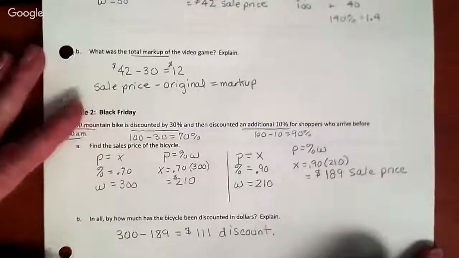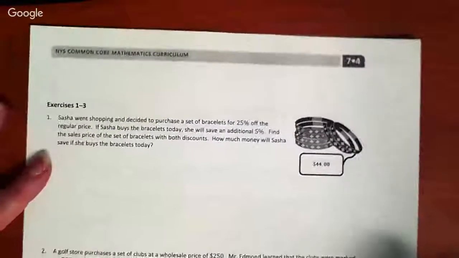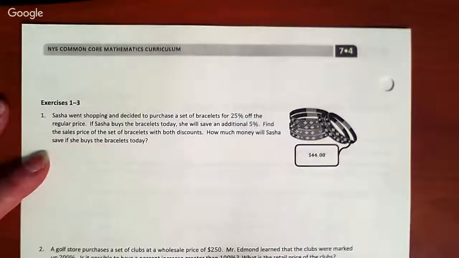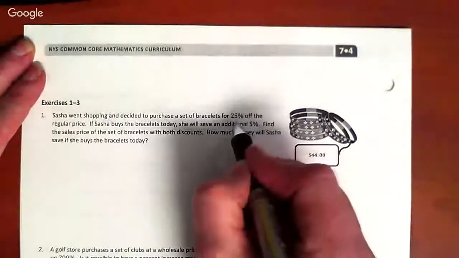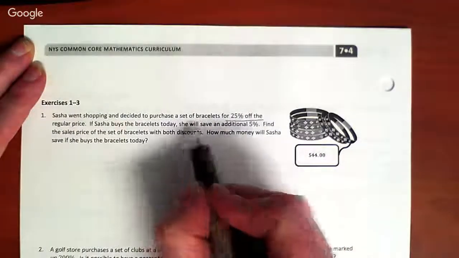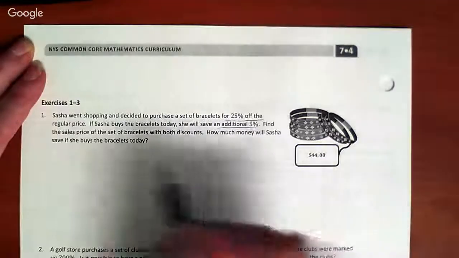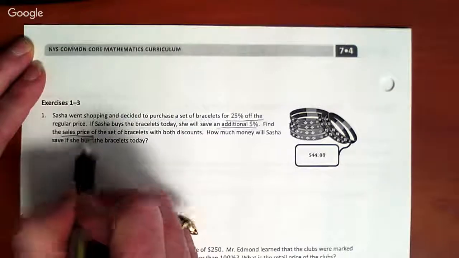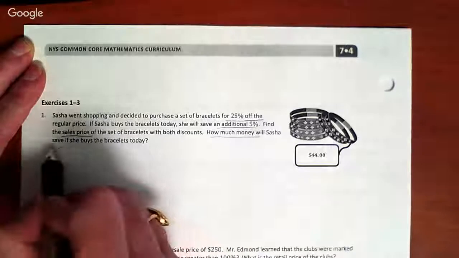Okay. Next. Sasha went shopping and decided to purchase a set of bracelets for 25% off the regular price. And if she buys it today, she saves an additional 5%. We have to find the sale price and how much money will she save.